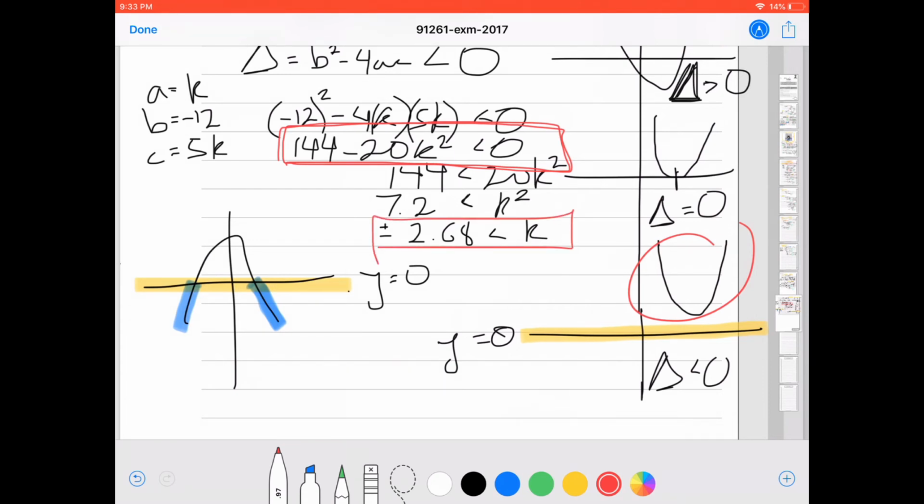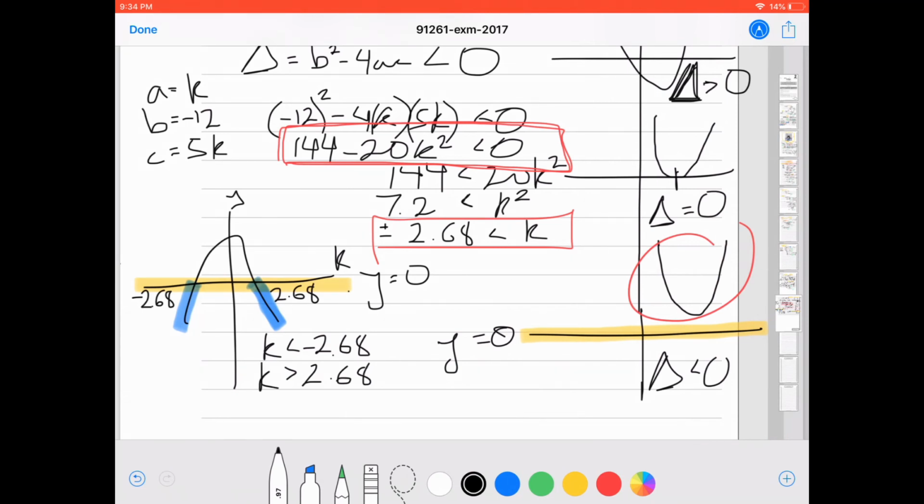Yeah, so I said x-axis. This is the k-axis in this case. Our roots are negative 2.68 and positive 2.68. And so this is y and this is x. If we are wanting, again, values for k below the x-axis, it is going to be k is less than negative 2.68 and greater than positive 2.68.